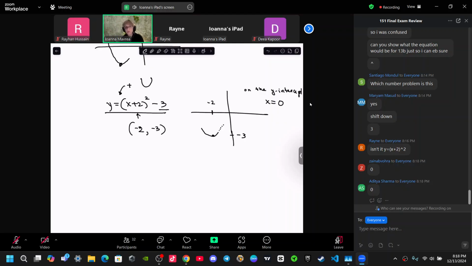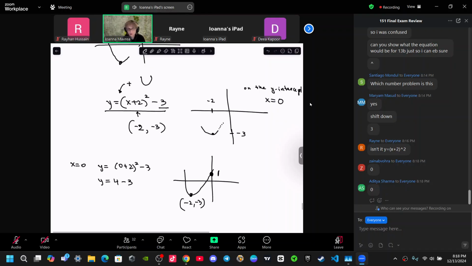So my graph looks remotely okay, right? So x is equal to 0, the y is equal to 0 plus 2 squared minus 3. So sure enough, I'm cutting the y-axis on the positive side. So now I can attempt to graph this. So I know it's going to go like this, and I'm going to cut on the positive side at 1. And this is -2, -3. So I have the parabola.